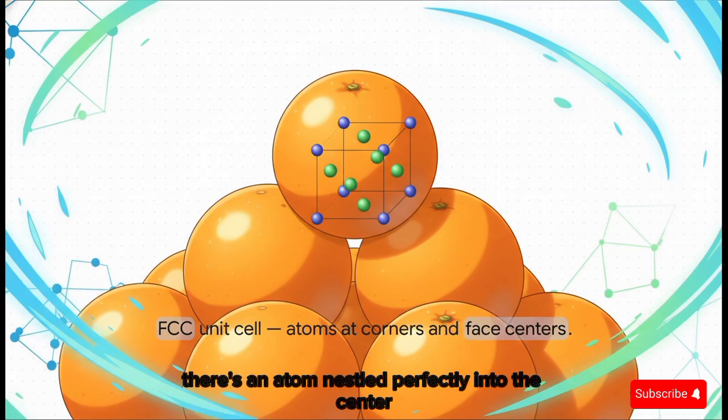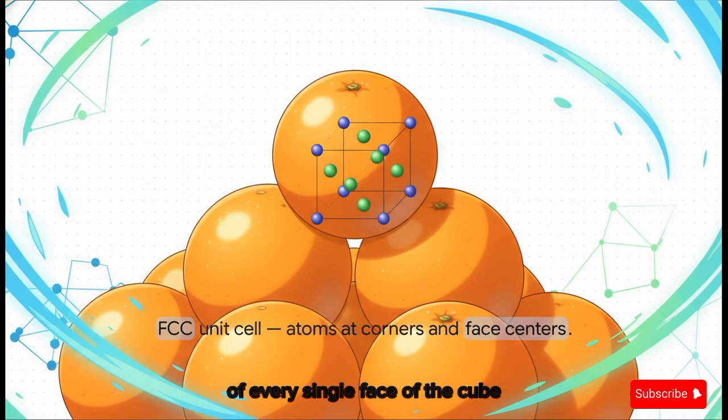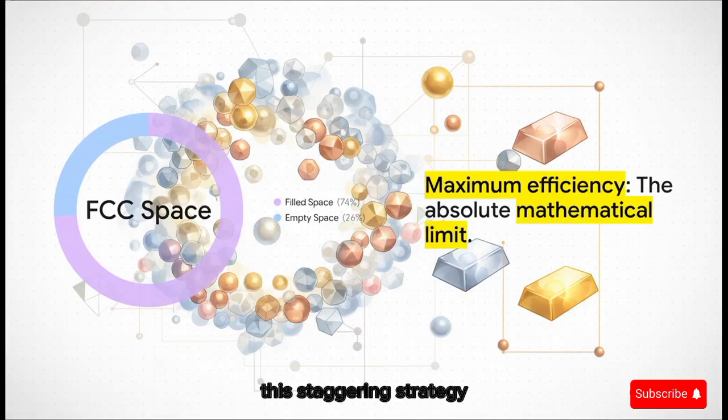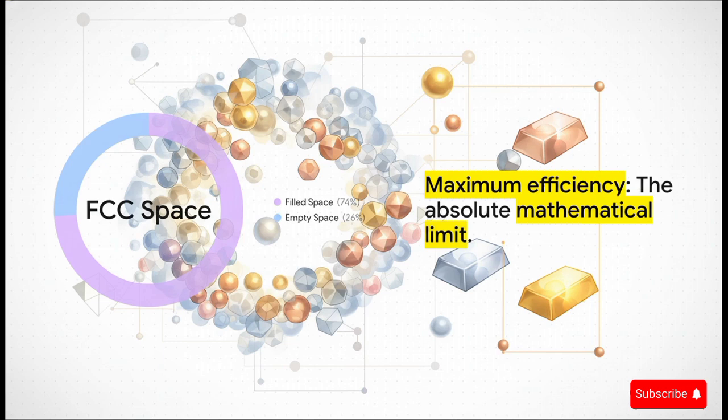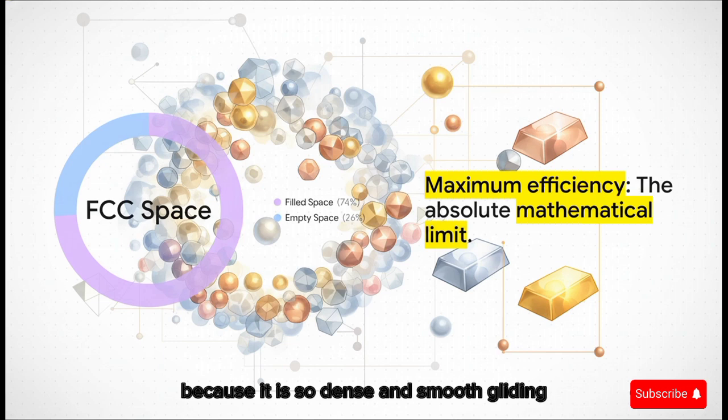There's an atom nestled perfectly into the center of every single face of the cube. This staggering strategy creates what physicists actually call a close-packed arrangement, and it achieves a 74% packing efficiency. And here's a really fascinating fact for you. With perfect spheres, 74% is the absolute mathematical limit. Nature literally cannot pack atoms any tighter than this in a cubic box. Because it is so dense and smooth gliding, this specific structure gives us materials that are highly workable but still tightly bound, metals like gold, silver, copper, and aluminum.